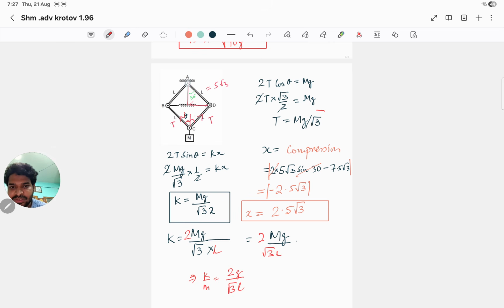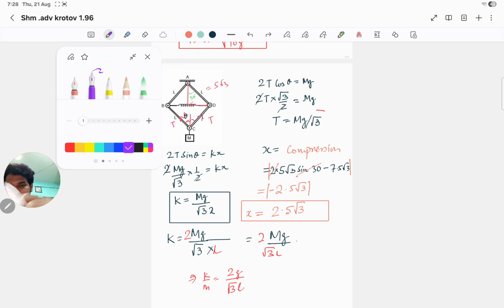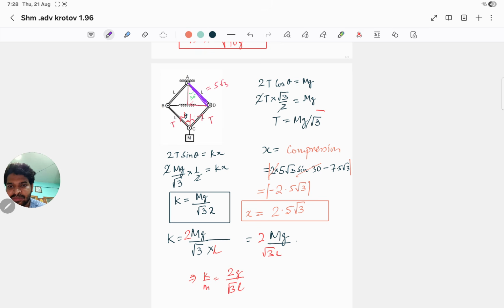And what I assume, if this length is L, I am doing it in violet color. So this is length L, so this can be L cos 30. So this total is 2L cos 30, 2L sin 30. This length is 2L sin 30. We will be using this, and you know that L is 5√3. This is 7.5√3. So if this is L, you may write the original length of the spring as 1.5 L. So k by m you are getting from here.